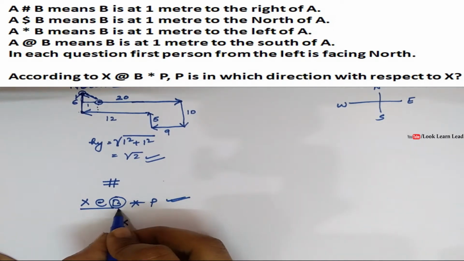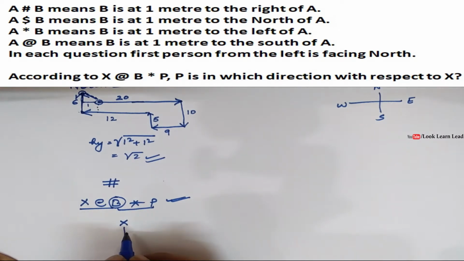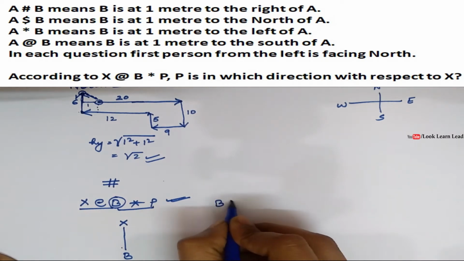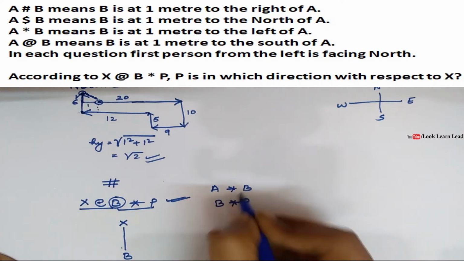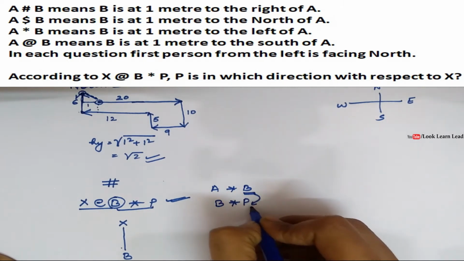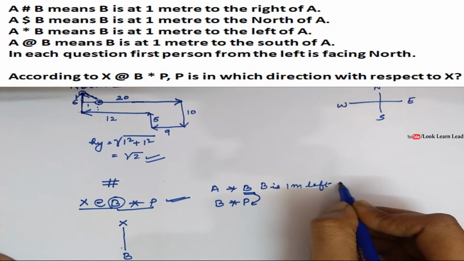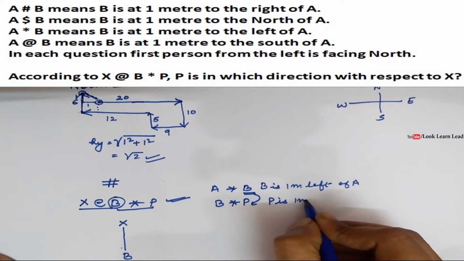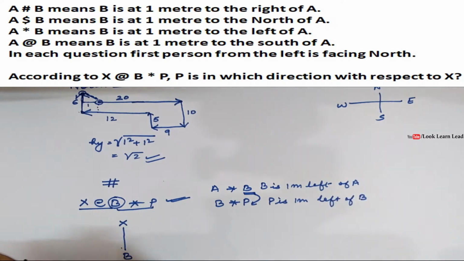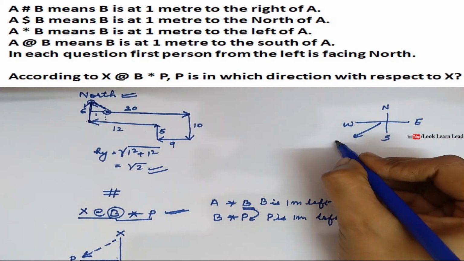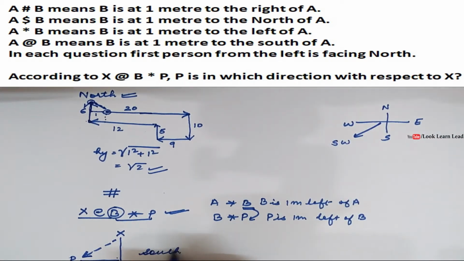And the second is b star p. It is given b star p, but in the question it is a star b, where b is 1 meter left of a. So we would be writing p is 1 meter left of b. B's left is here, so p would be here. So p is with respect to x in what direction? What is this direction called? This is southwest. So the answer would be southwest.